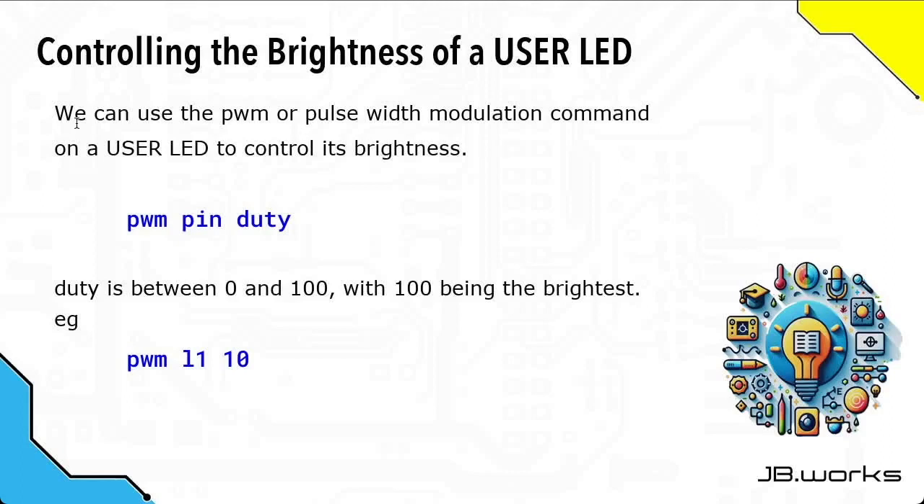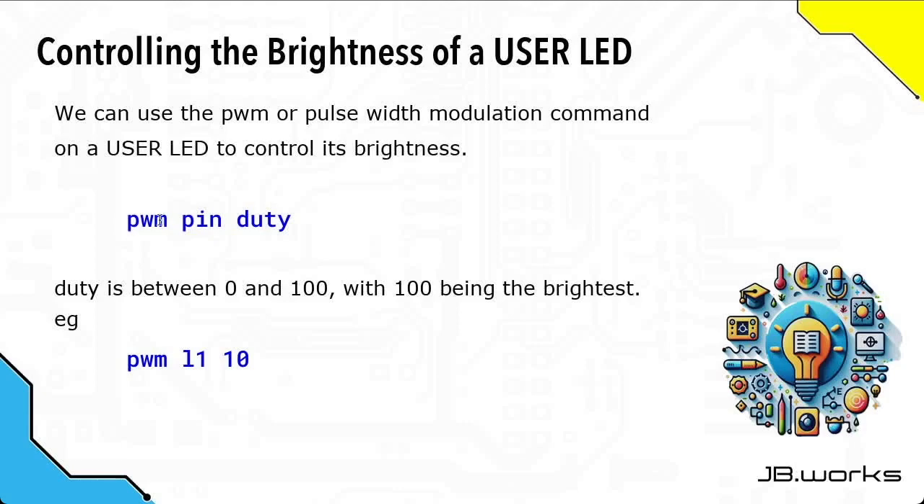So the first thing we said we needed to be able to do was to control the brightness of a user LED. And we can do this with the PWM, or pulse width modulation, command. All the command does is control the duty cycle of a signal being sent to the LED. Essentially 0 for the duty means completely off, and 100% means completely on. Anything in between is a percentage. So 50 is half brightness, or 25 is quarter brightness.